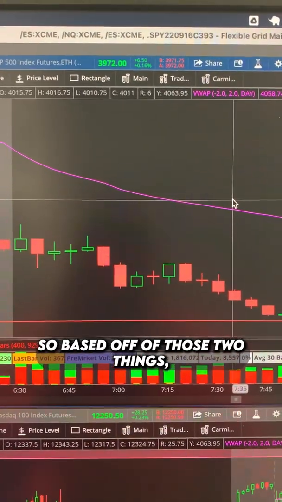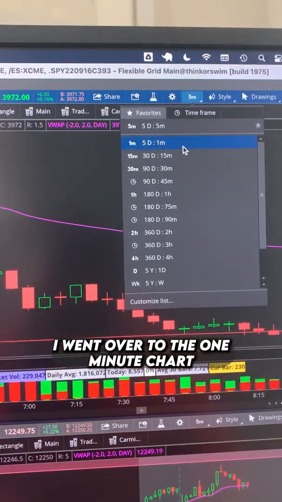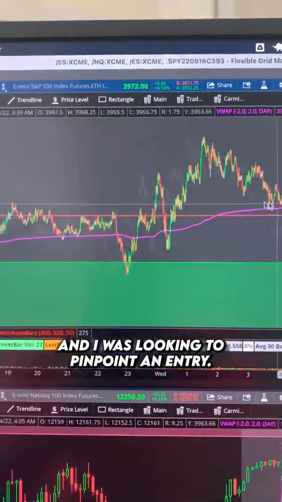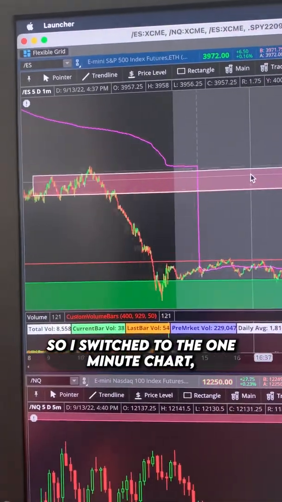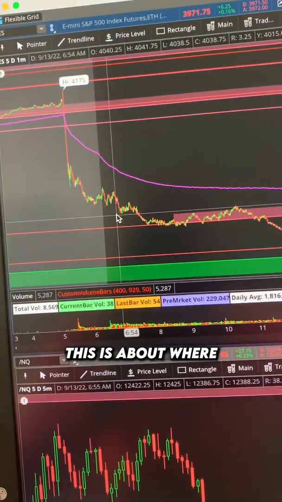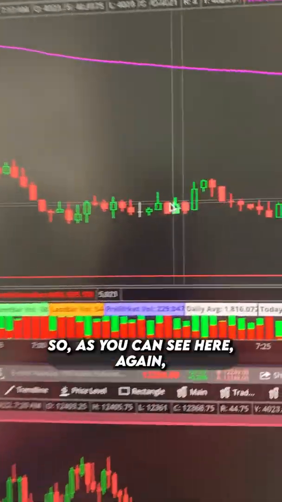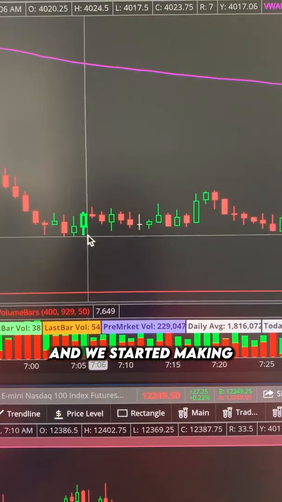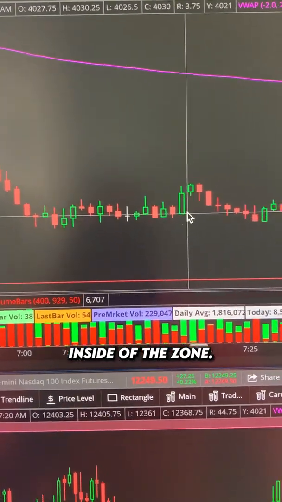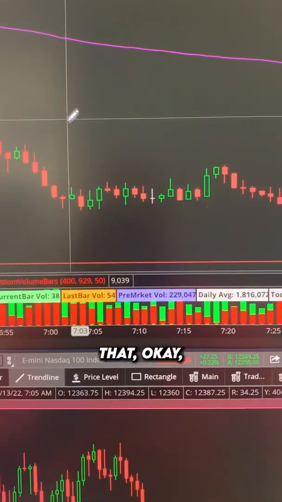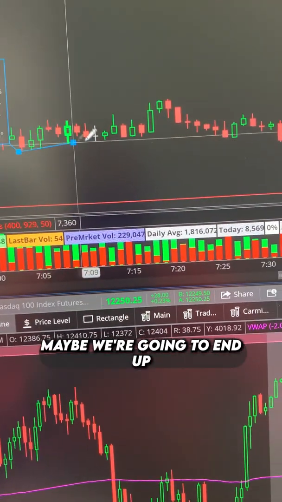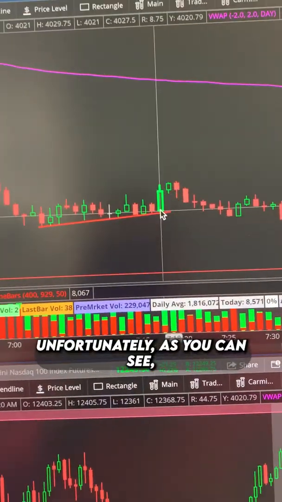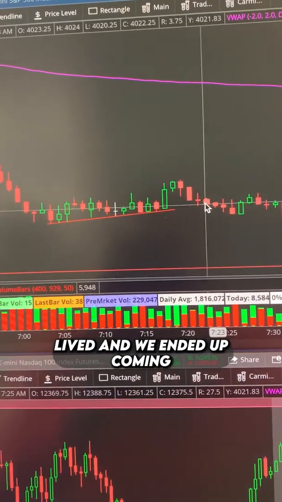So based off of those 2 things, what I did was I went over to the 1-minute chart because now I'm in entry mode. I already had my thesis ready to go, and now I was looking to pinpoint an entry. So I switched to the 1-minute chart, and as you can see here, this is about where the play was. Again, we were at a former demand zone and we started making higher lows inside of the zone. So this to me was indicating that, okay, maybe we're going to end up seeing a bounce here, right? Higher lows.